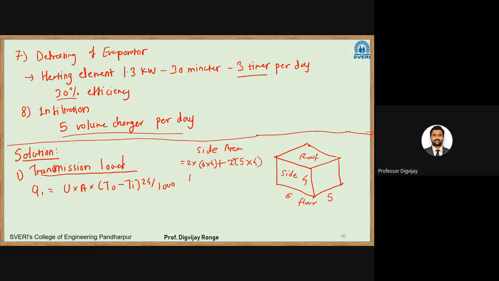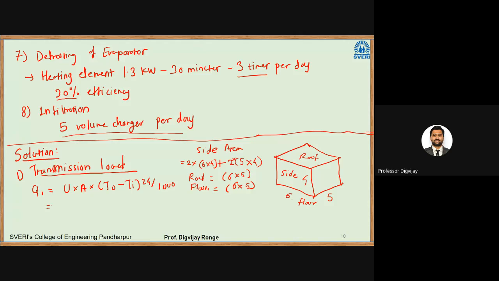Then the roof area will be equal to 6 into 5. If I take the floor, the floor area will be the same as the roof, so that will be again 6 into 5. So this way I will get the total area. First we'll take only roof plus side area. So Q1 will account only for roof and side area. In this case I will put the values.